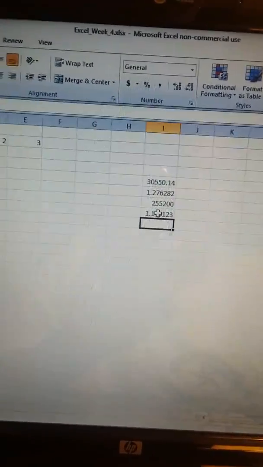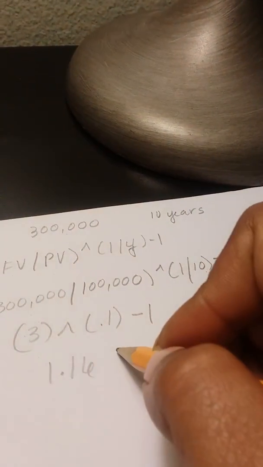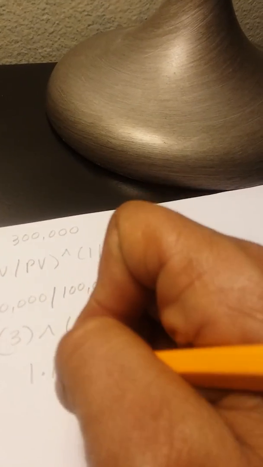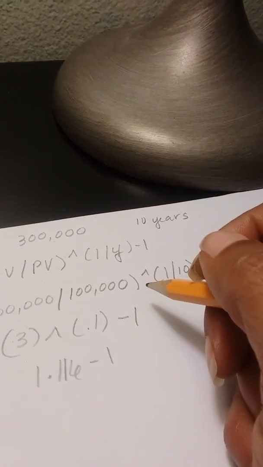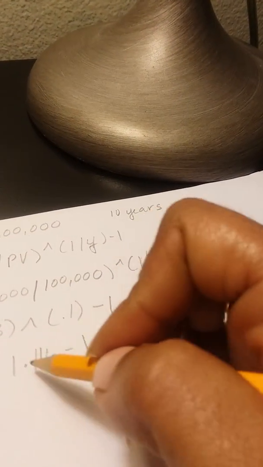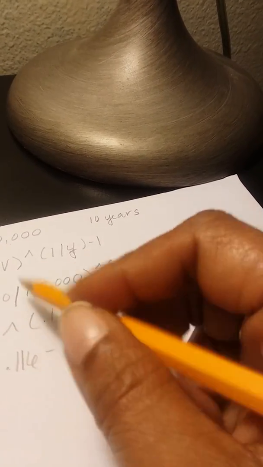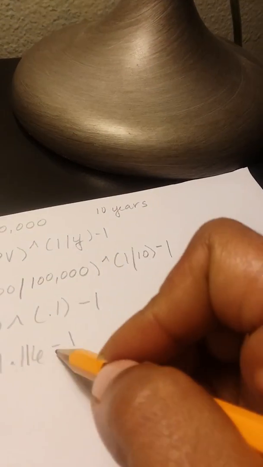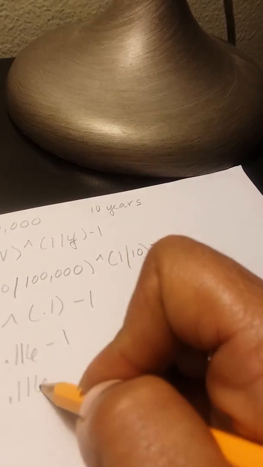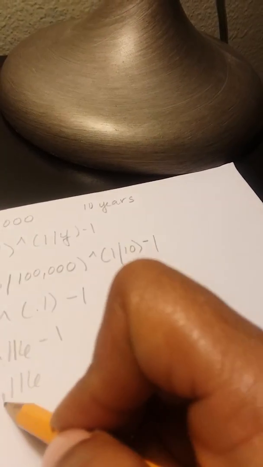And if you hit enter, you're going to see that that's 1.16. And so you're just going to go 1.16. Actually, sorry, 1.116 minus 1. But you're going to want to bring your decimal point back over. So we have 1.116 minus 1, obviously, so we know that that's 0.116. It's pretty easy to figure. And then you're going to want to bring your decimal point back over 2 spots.